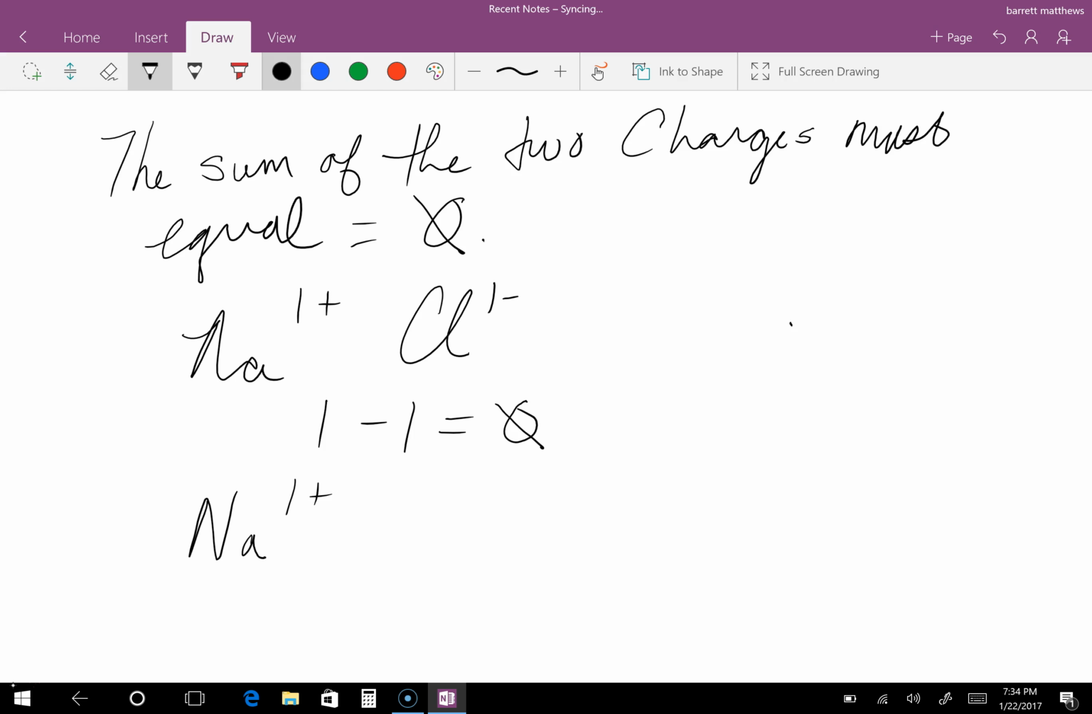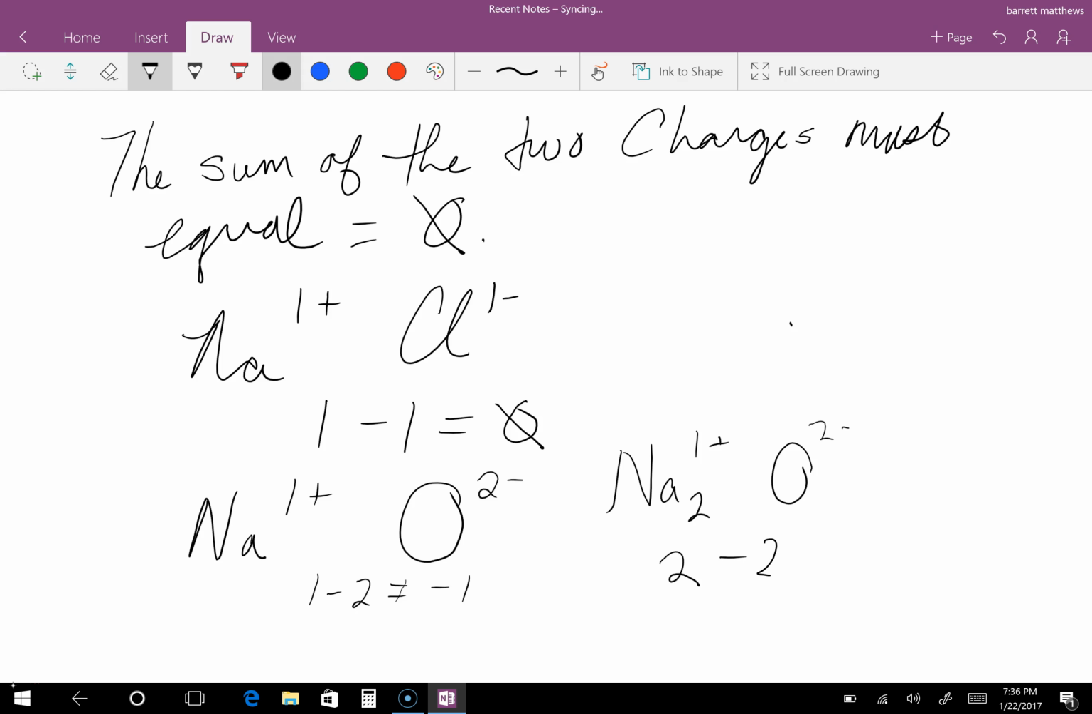So I could also have sodium and instead of chlorine, oxygen. Now I have +1 and -2. So if I kept it like this, it would equal -1, which does not equal 0. So I actually need to double the sodiums to get 2 to equal the 2 on the oxygen, making the correct formula Na2O.